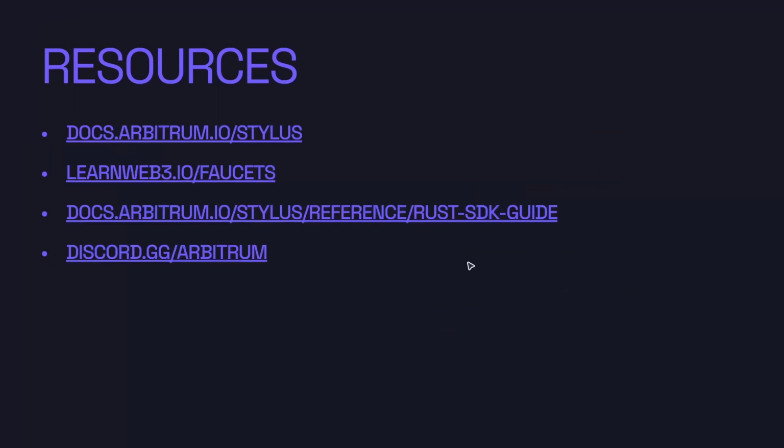In terms of resources, docs.arbitrum.io/stylus has all the information about Stylus that you need. You can use our faucets for the Arbitrum Sepolia testnet funds. Again, under Stylus, you'll find the Rust SDK guide, which goes into detail about the Stylus Rust SDK and all the features and capabilities. If you have any questions that we, for some reason, are unable to answer in the Learn Web3 Discord, you can always reach out to the Arbitrum Discord as well and get help from there.